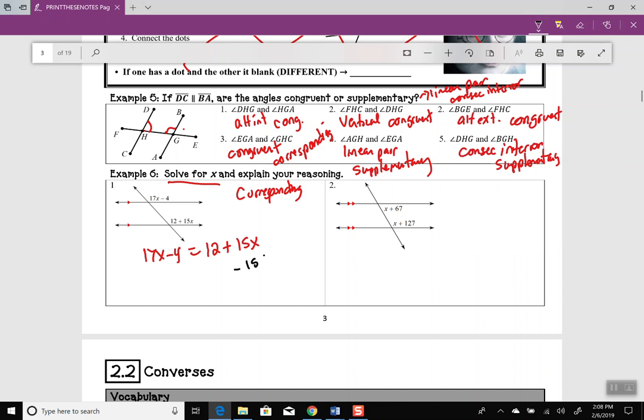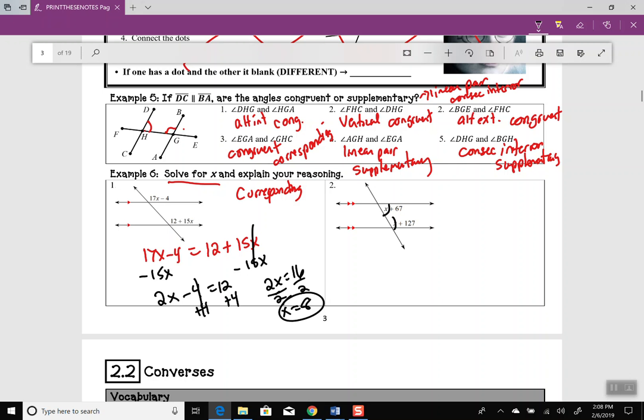I can solve this equation. I'll subtract 15x from both sides, leaving you with 2x minus 4 equals 12. Add 4 to both sides. 2x equals 16. Divide by 2. And you get x equals 8. So if you plug that back in, you could actually get the angle measure. So you do 17 times 8 minus 4, and then 12 plus 15 times 8.